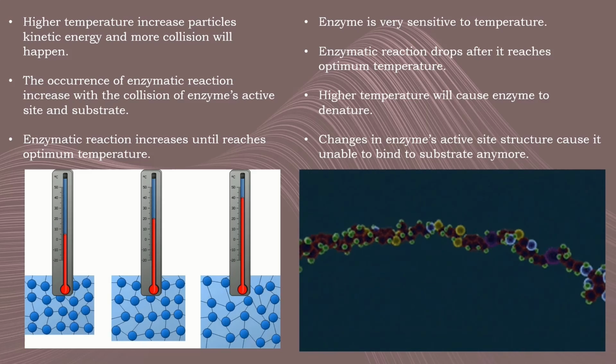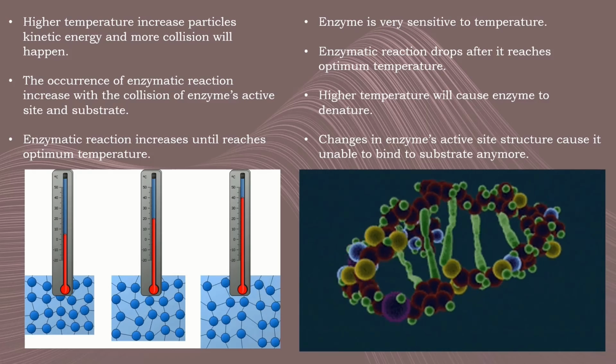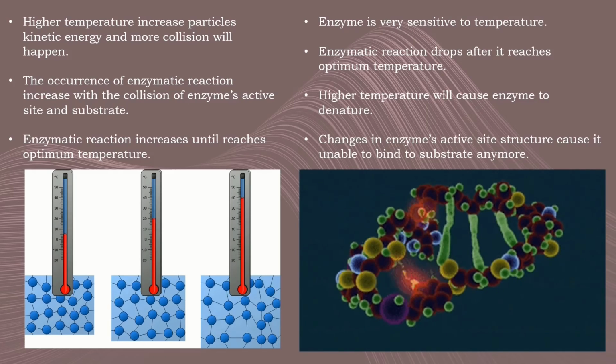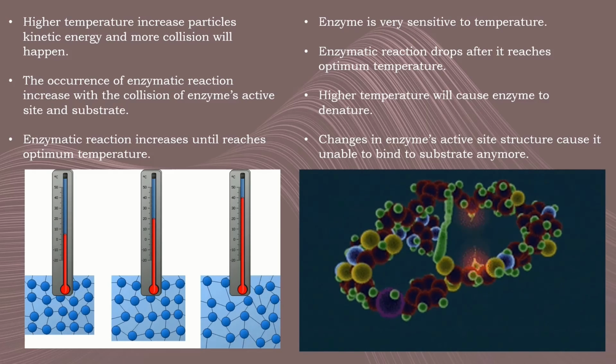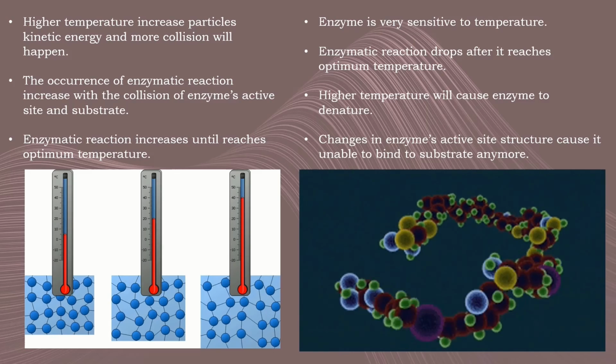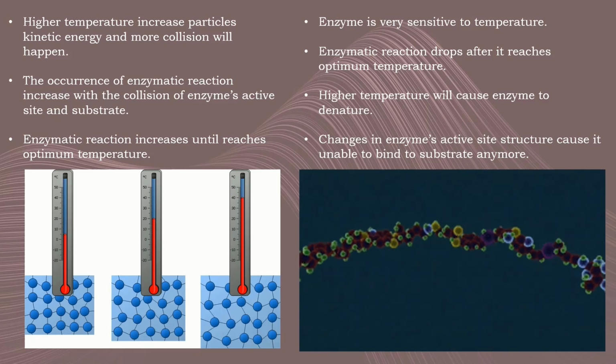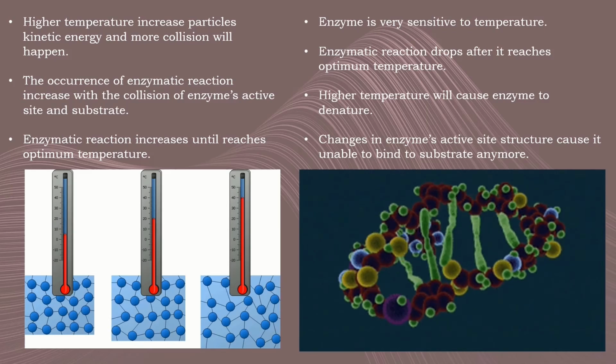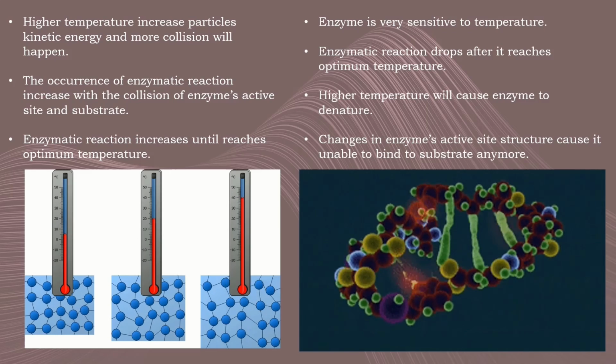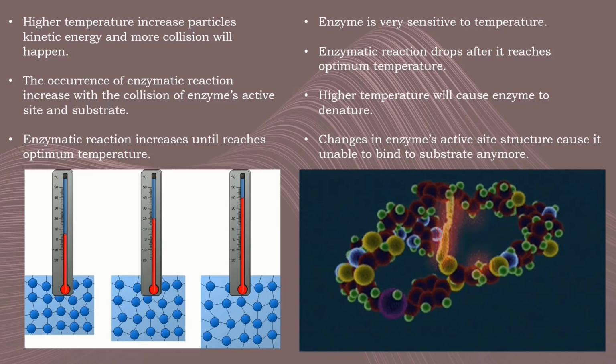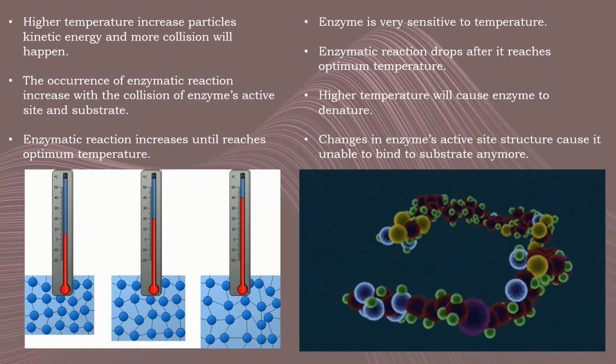Because enzymes are very sensitive to temperature, the enzymatic reaction drops after it reaches the optimum temperature. Higher temperature will cause the enzyme to denature. Changes in the enzyme active site structure cause it to be unable to bind to the substrate anymore, as we can see in the animation at the bottom right of the screen.